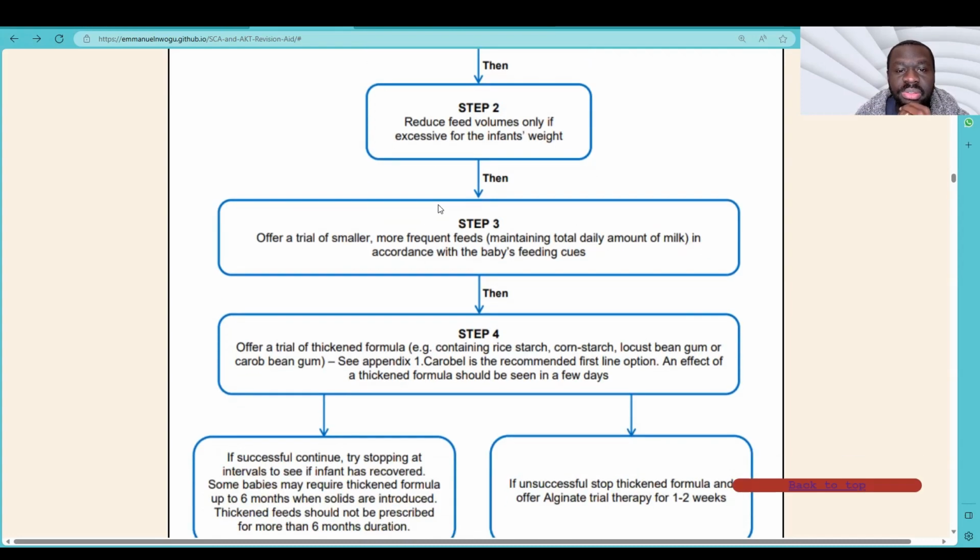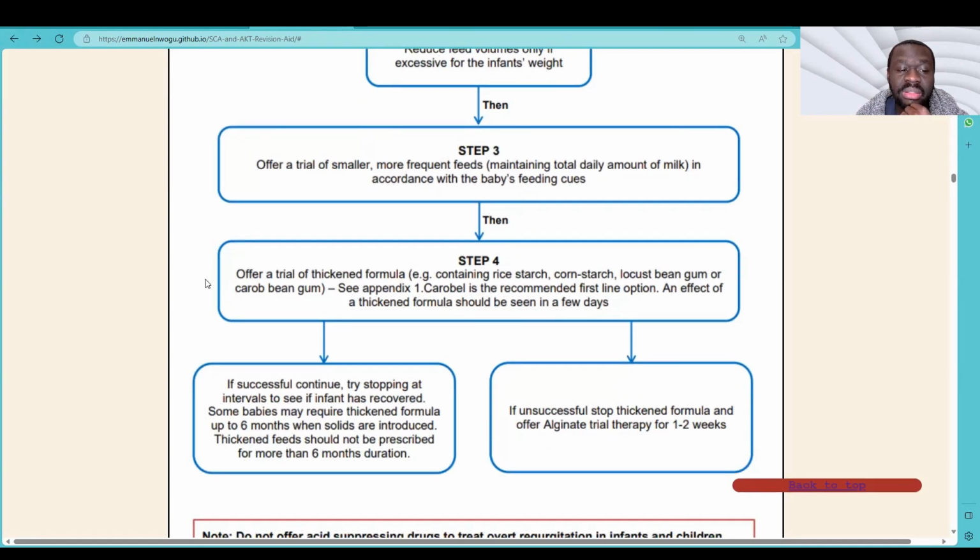Offer a trial. So if you reduce volume and the child is still having symptoms, obviously offer a trial of smaller, more frequent feeds, maintaining the total daily amount of milk in accordance with the baby's feeding cues. Then offer a trial of thickened formula, for example, containing rice starch, cornstarch, locust bean gum, or carob bean gum. Now, carob is the recommended first line option, so carob as a thickener.